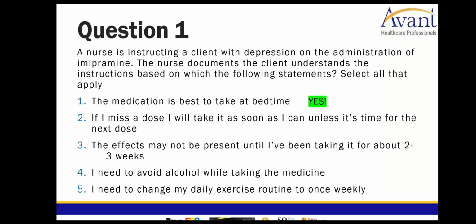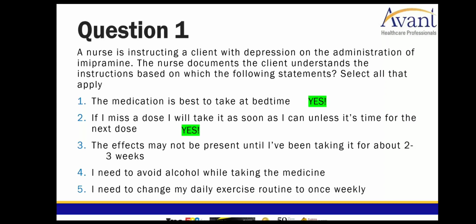So imipramine is a tricyclic antidepressant. And as with most of these antidepressants, they work on blood levels. Blood levels meaning that you want to maintain a normal or therapeutic dose of the medication in the bloodstream. So it would be important that the patient doesn't miss any doses. Now, if they do miss a dose, we want them to take it unless it's close to the next dose. So the answer to this one would be yes.